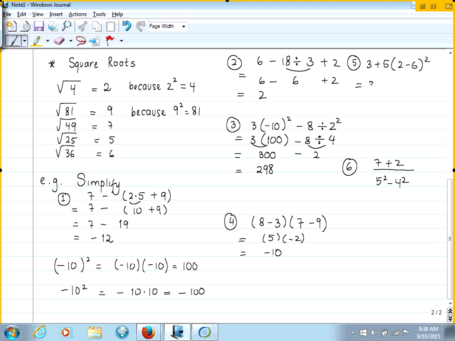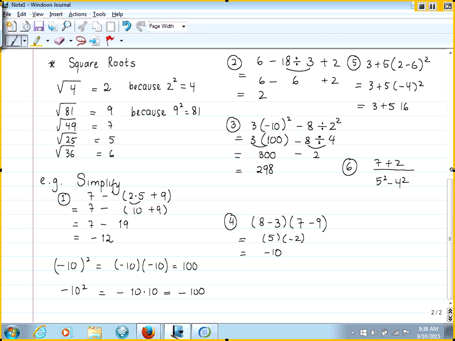Which one first? Parentheses first. So copy everything. So what is 2 minus 6? Negative 4 squared. Now which one? The square. So copy all the other one. We will just do the square. What is negative 4 squared?